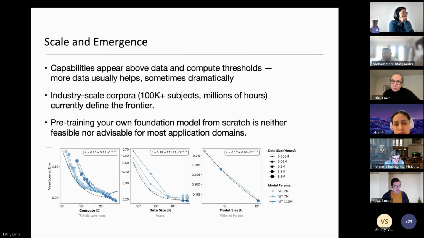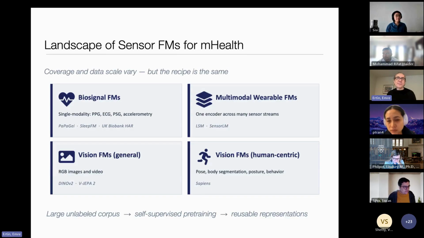So for most of us that are not at the center level, university level, or the corporate level, pre-training these foundation models from scratch is not really feasible or advisable for most application domains. So our job is to use the foundation models to create systems that we can deploy for mobile health interventions.